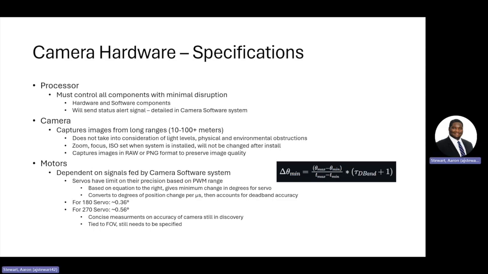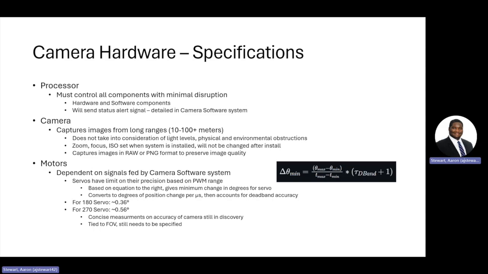And these servos, like I said earlier, have a limit on their precision based on the pulse width modulation range. So in the equation to the right, the minimum change in the angle will be the max angle minus the minimum angle, so in this case either 270 or 180 minus 0, over the maximum time minus the minimum time for your PWM range. In this case, for both motors, that is 2,500 minus 500 microseconds. Once you get that ratio, you have degrees per microsecond.